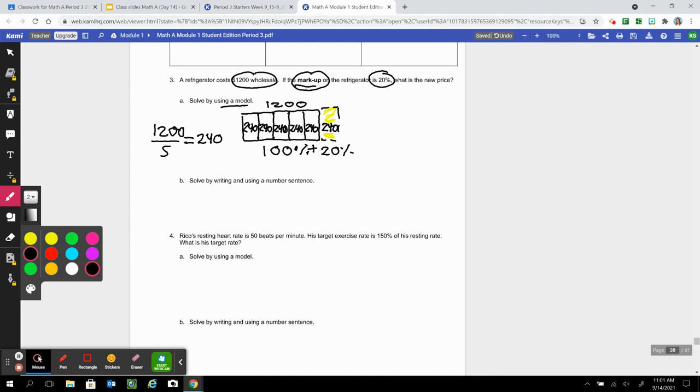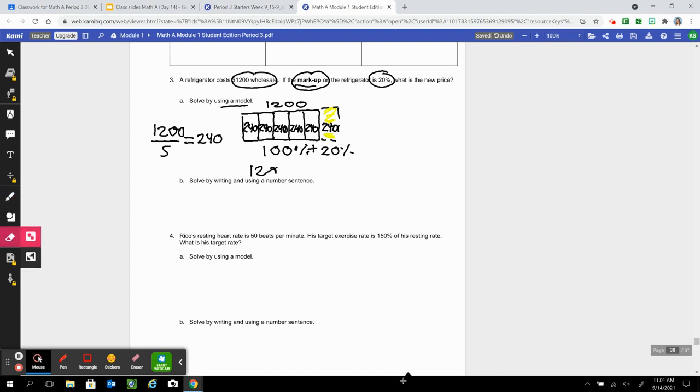So if I add 240 to 1200, if I'm adding 240, then my new amount will be 1,440. That would be the new price.